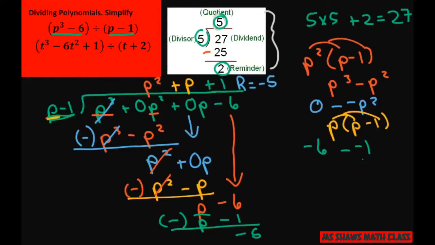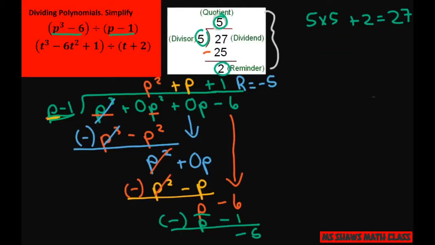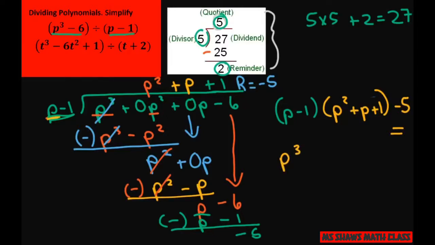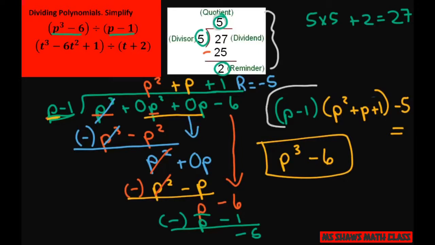What that means is, I'm going to erase this part. That means that p minus 1 times our quotient p squared plus p plus 1, plus our remainder, in our case -5, equals our dividend, which was p cubed minus 6. I'll put the zeros there, we don't have to. If you distribute all that out, then subtract the 5, you will get that answer. But this is really what you want right in here.